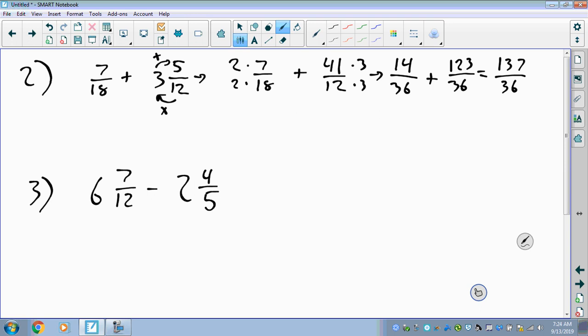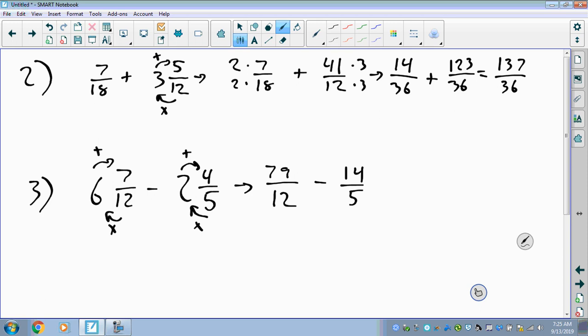Okay. Same thing here. I'm going to multiply and add. You don't have to do this, but I just generally found that it's the most straightforward way to explain to people how to do this. So 6 times 12 is 72. 72 plus 7 is going to be 79. If I make any computational errors, sorry guys. 2 times 5 is 10, right? 10 plus 4 is going to be 14 over 5, okay?